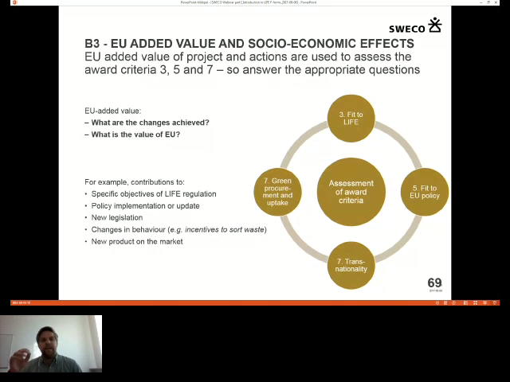As I said from the beginning, this question is connected closely to the award criteria 3, 5, and 7. I will tell you a bit more about what these different award criteria mean. So first of all, the fit to the LIFE regulation rather than the LIFE program. The specific objectives of the LIFE regulation, or at least the most relevant objectives, are to promote and protect biodiversity and improve resource and energy efficiency.